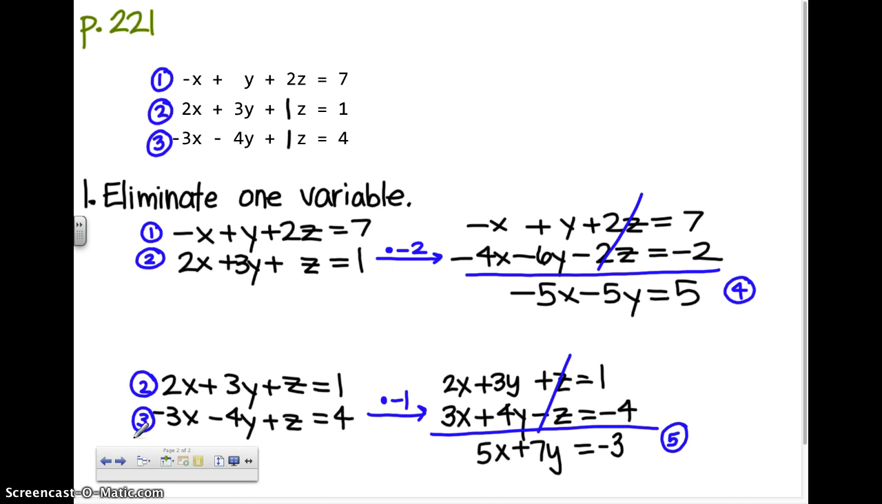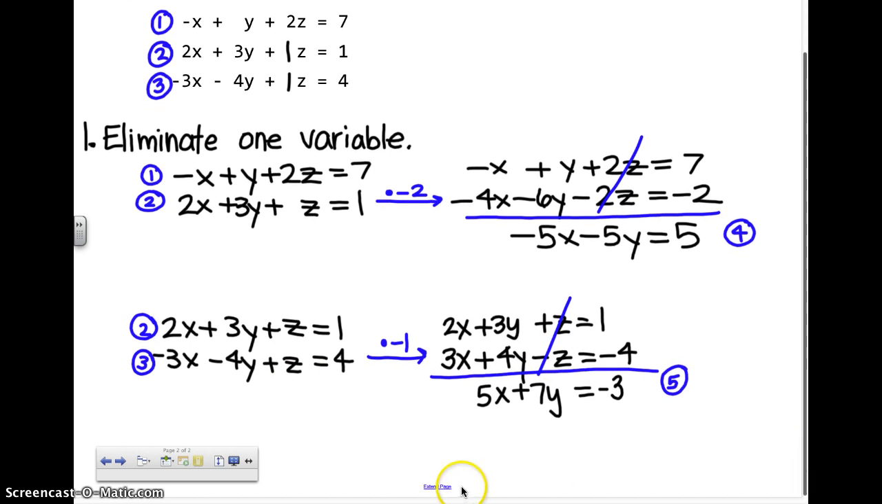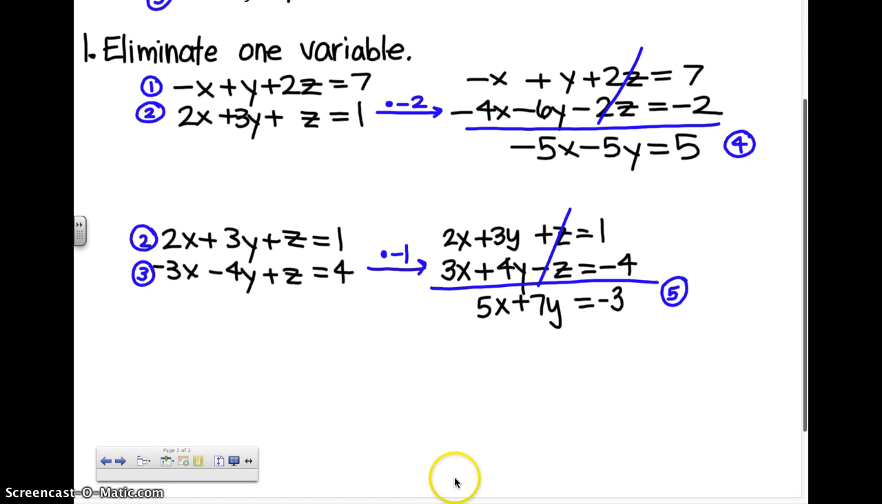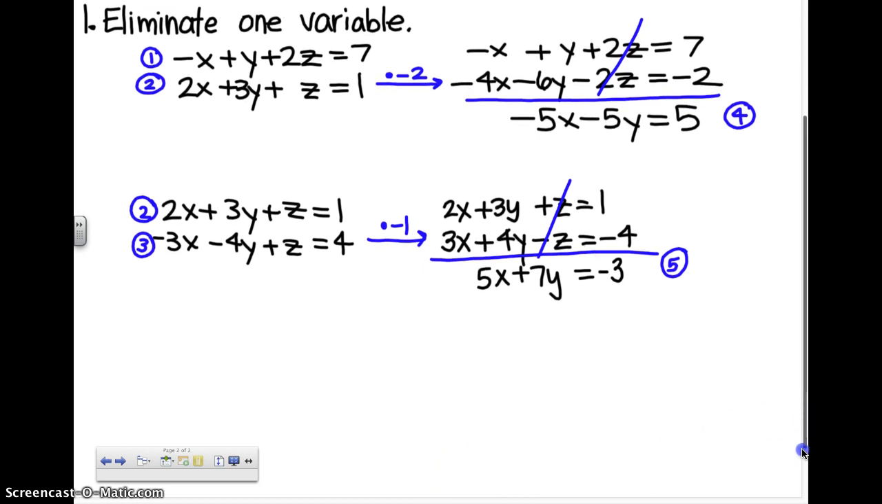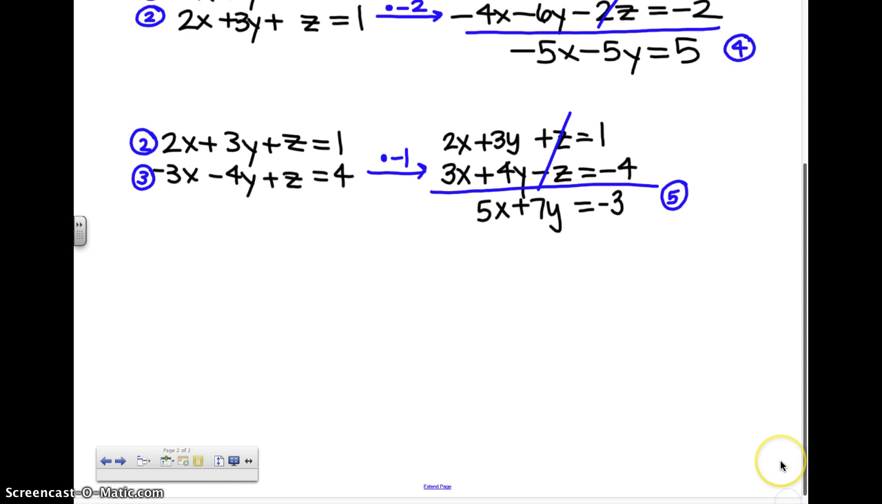Okay? Now, if you look at equation 4 and equation 5 together, that is a good sign. And what is so good about that is I have a 2 by 2 now. Okay? So we've eliminated one variable. And now using 4 and 5, we're ready to eliminate another variable. And that's step 2. You reduce to a 2 by 2. And now you're going to go through another round of elimination to eliminate another variable.